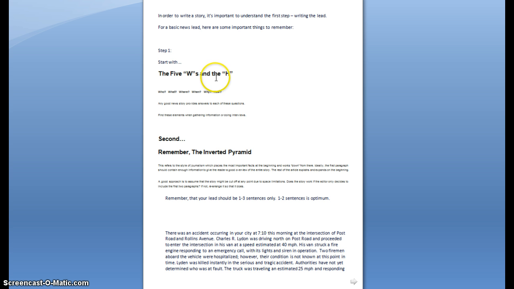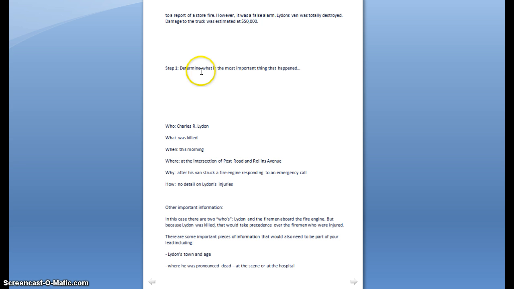Okay, step one. Determine what is the most important thing that happened. Okay, and you want to work with your 5 W's and 1 H from there. So from the notes that we received, the who is Charles Lydon. The what is was killed. Whenever somebody is killed, that's usually going to be the most important thing that happened, if it's the most immediate thing. We're not talking about somebody that was killed 2 weeks ago, right?